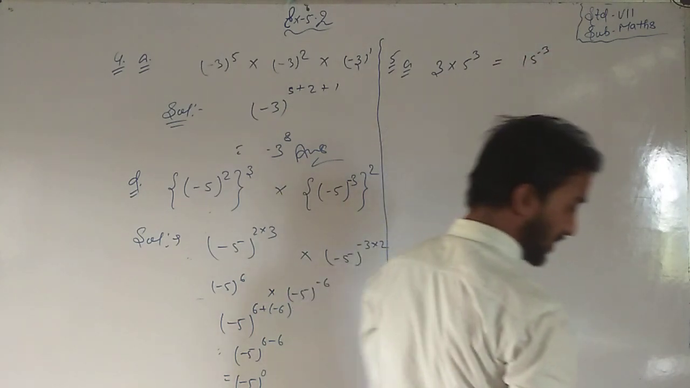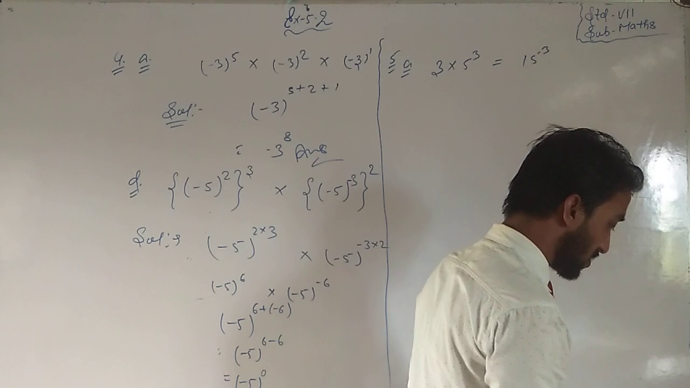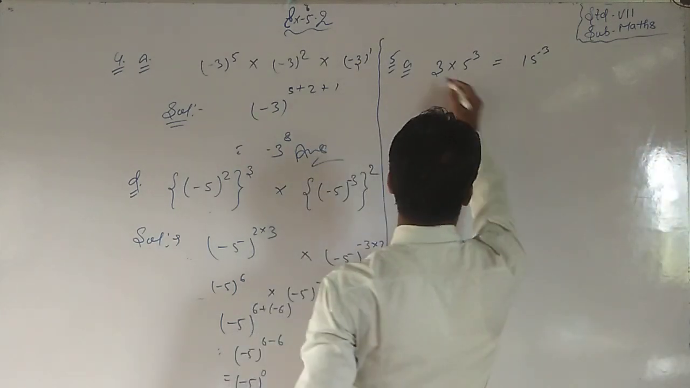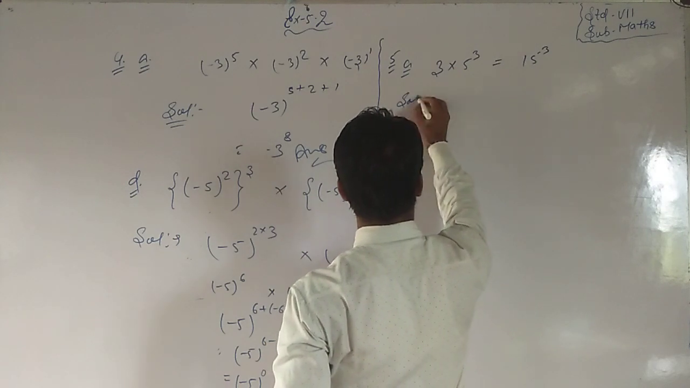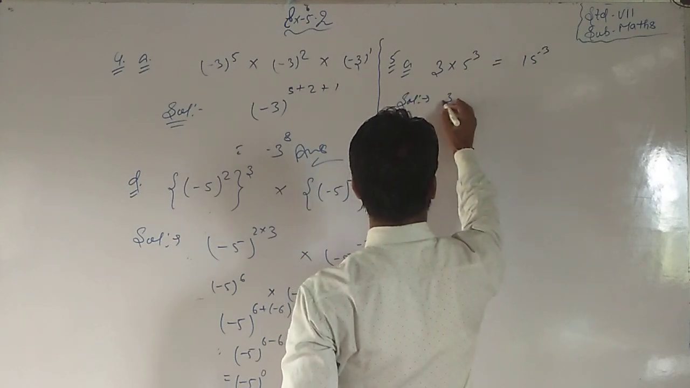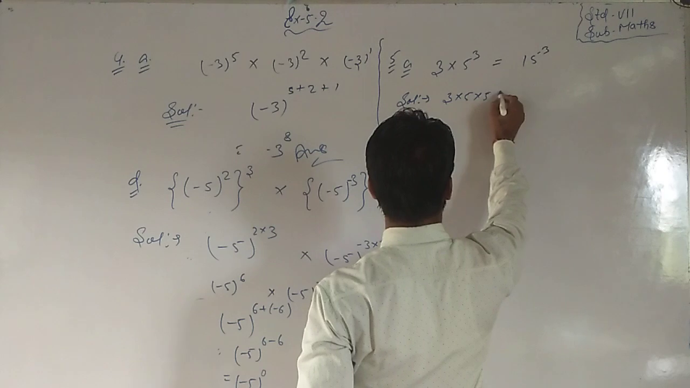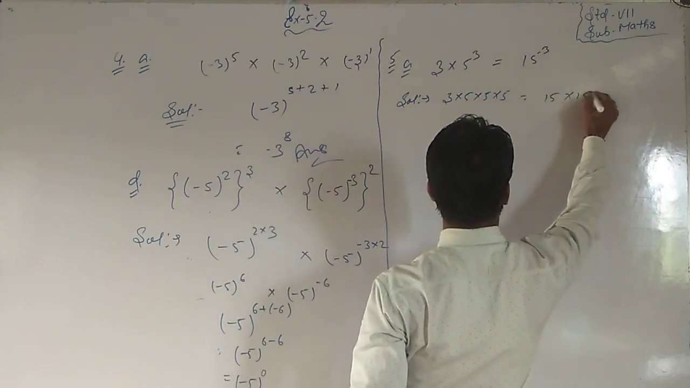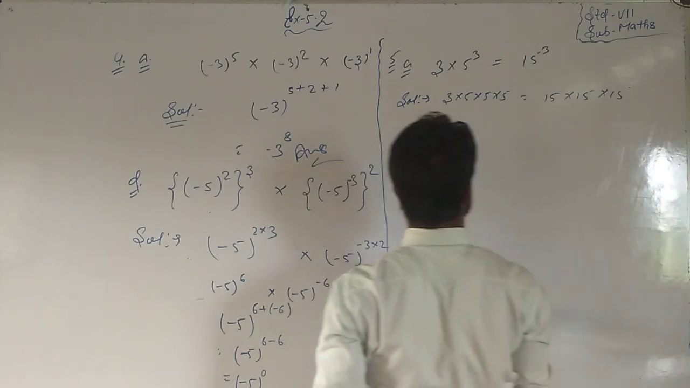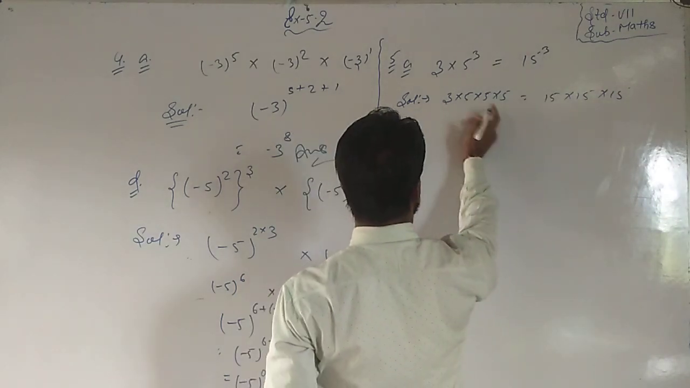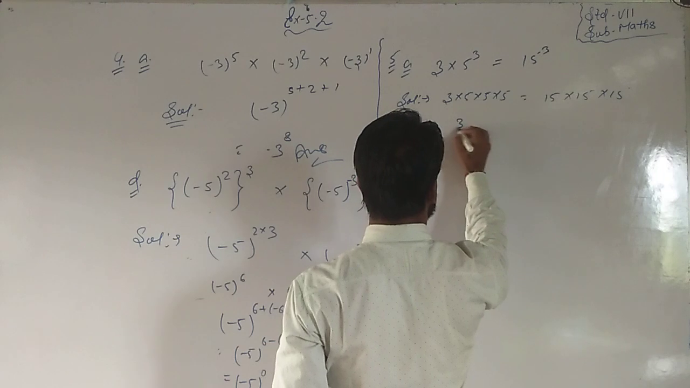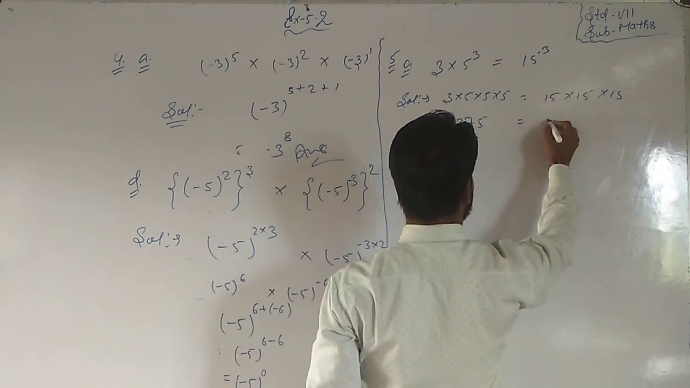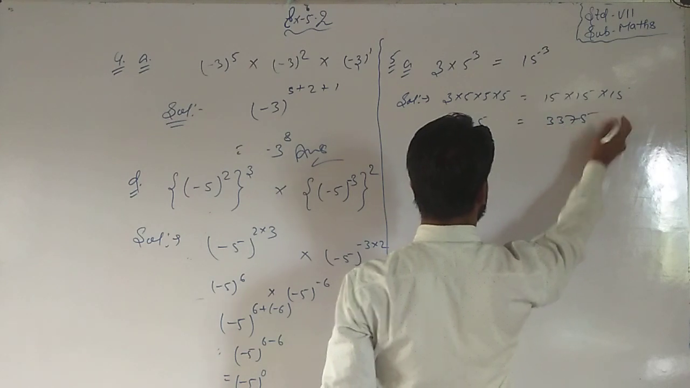See students, if we find the solution of this particular question, what will be the answer? Can we write this statement as 3 into 5 into 5 into 5, or this statement can be written this way, 15 into 15 into 15. What will the answer become? When you multiply that, you will get the answer 375, and when you multiply this statement, you will get 3375.